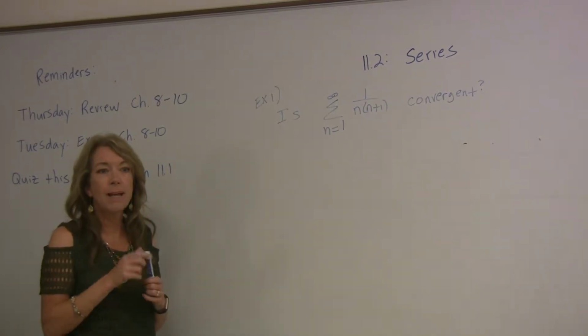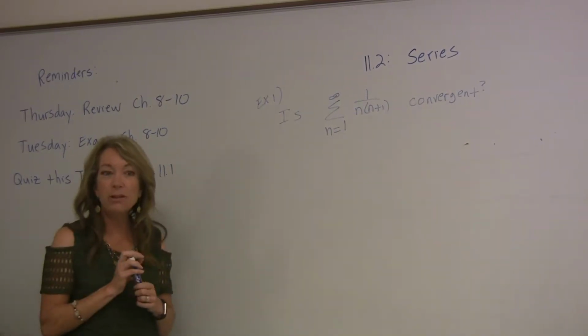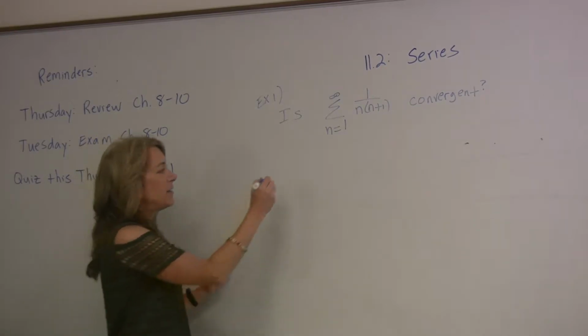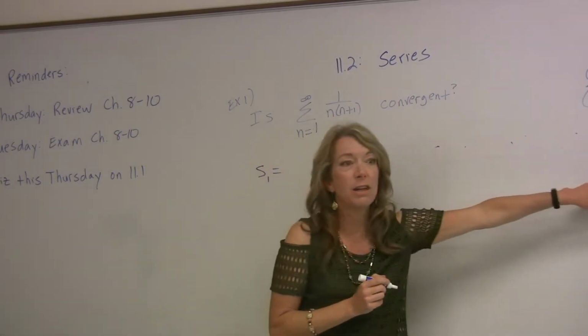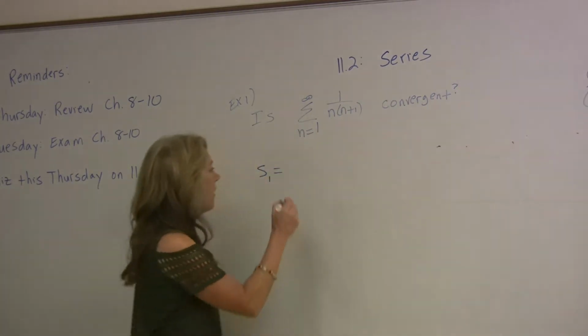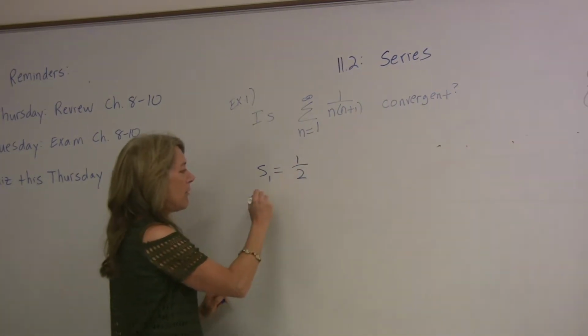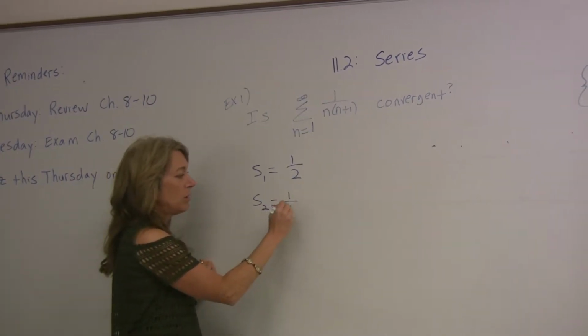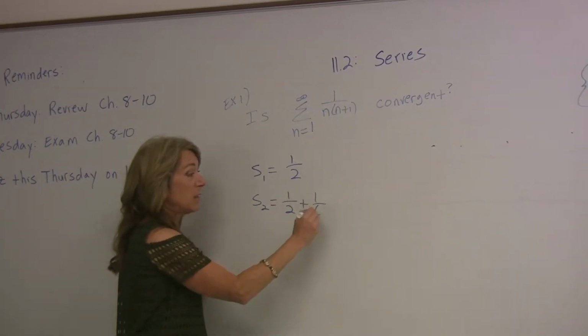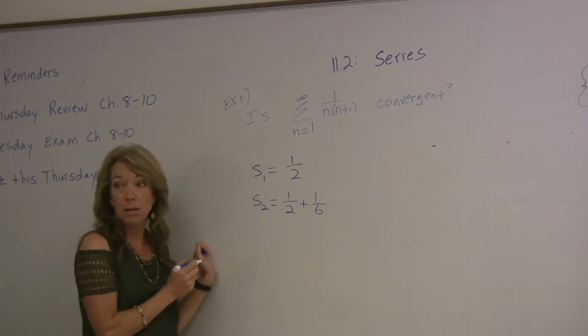Can you do partial sums? Aha, we're going to look at the partial sums. What if I just add one term? What's the answer? The terms are listed over here. We started with 1/2. What if I add two terms? Two terms is 1/2 plus 1/6, which is 4/6, so 2/3.